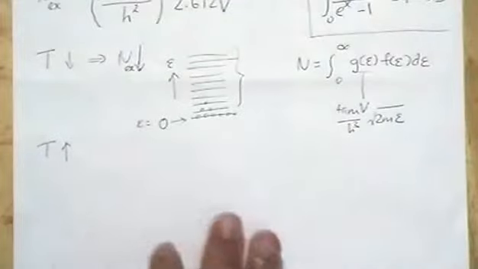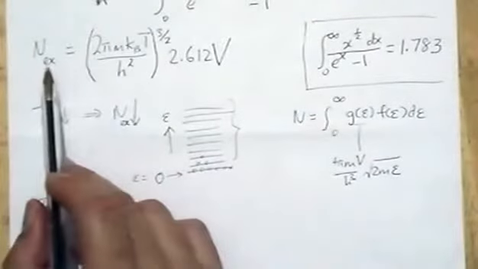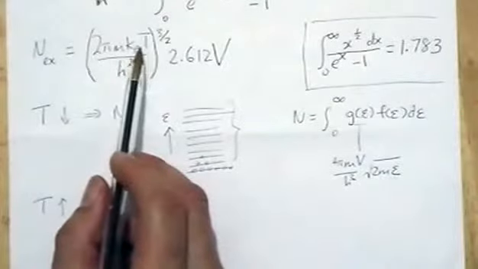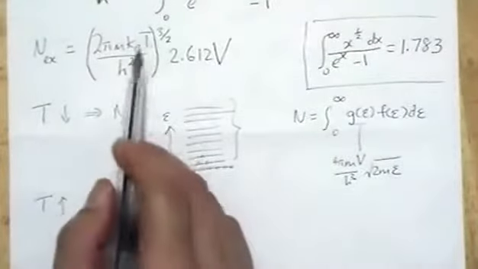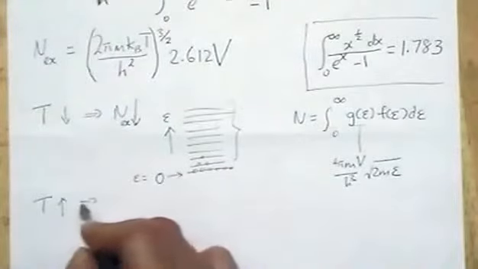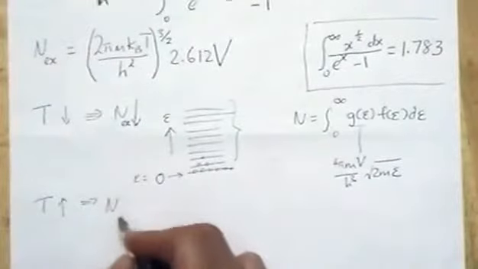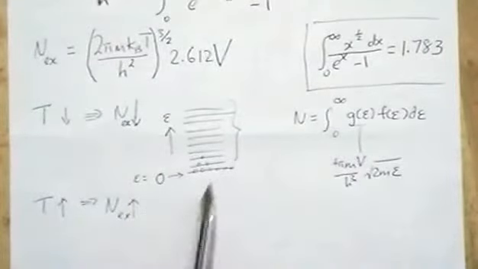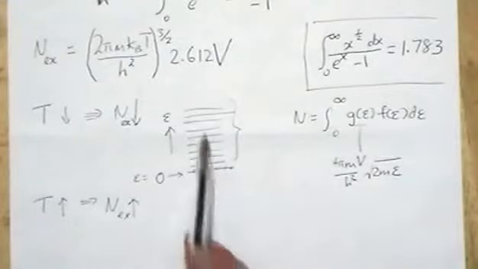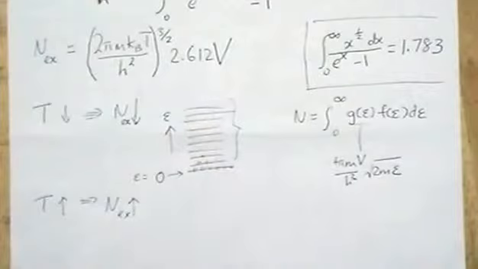Right, so obviously if we have this expression here relating number of excited particles to temperature, as T increases, therefore NEX increases. And we can understand that. It's because particles start from the ground state, get excited up to higher levels. So that's simple enough.